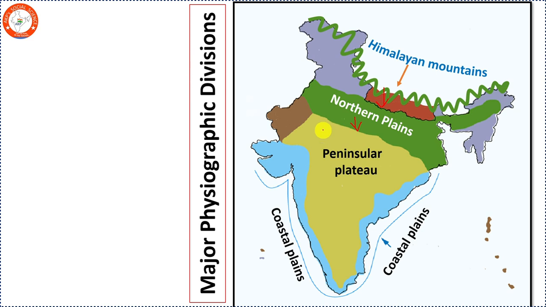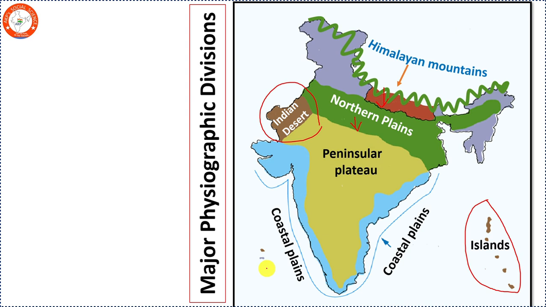In the northwest part of India we have the Indian desert, and in the Bay of Bengal we have the island group called Andaman and Nicobar Islands, and in the Arabian Sea we have the islands of Lakshadweep.